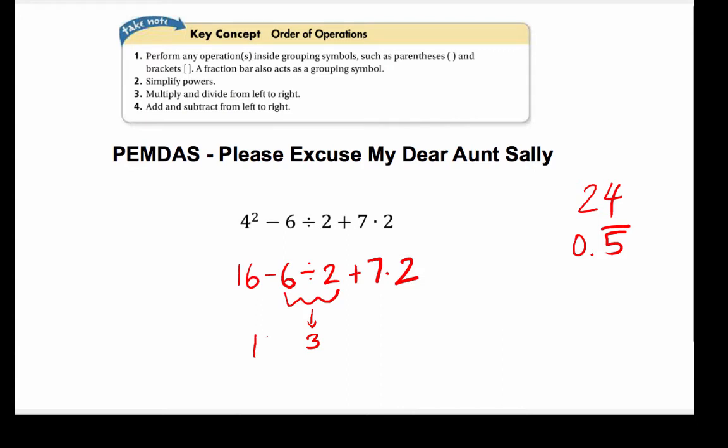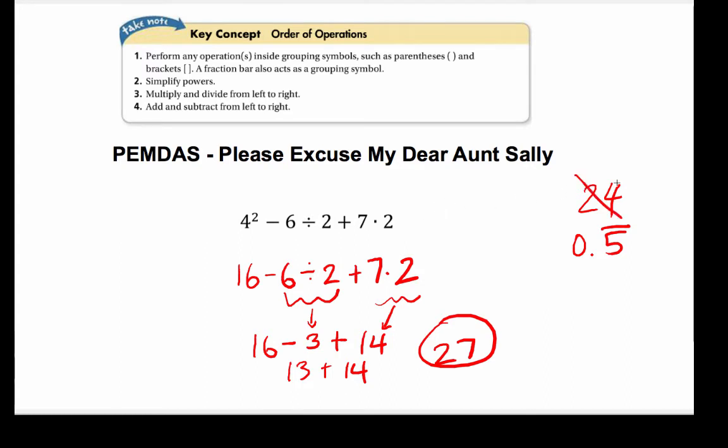We have a 16 here, so we're going to do 16 minus 3. These two numbers combine to this. We have an addition sign. 7 times 2, that's 14. So we'll do both of those, division and multiplication, together in one step. And then the only thing that's left is to add and subtract. Once we get down to addition and subtraction, then we can just go this minus this plus this. So 16 minus 3 is 13 plus 14. Well, that's 27. So the correct answer is 27, not 24, not 0.5 repeating. Both of those are incorrect.